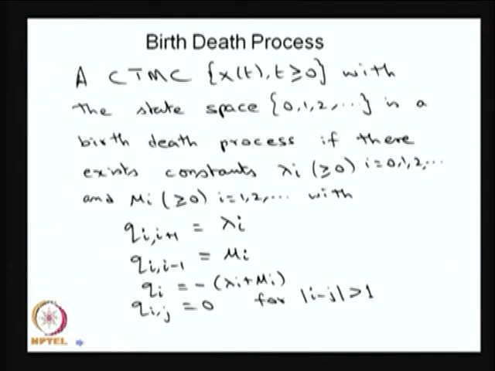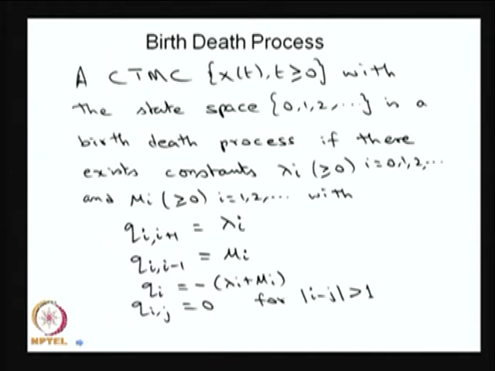Now I am moving into the special case of a continuous time Markov chain, that is a birth death process. This is a very important time homogeneous continuous time Markov chain, because many of the scenarios can be mapped with the birth death process, either with finite state or infinite state. Let me first give the definition of a birth death process. I start with a time homogeneous continuous time Markov chain with the state space countably infinite. It can be finite also.